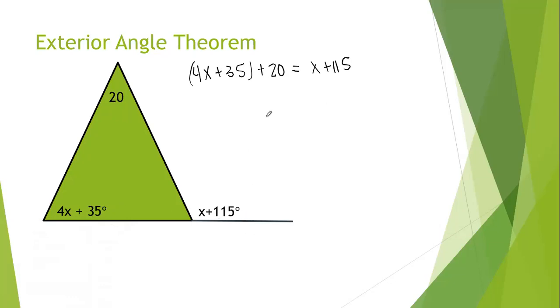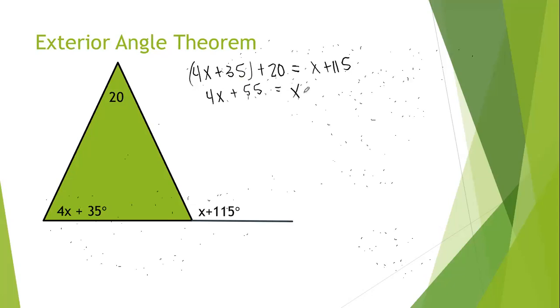So I'm going to have to do some solving. Before we start solving, let's see if there are any like terms on this side. 35 and 20 would make what? 55. Am I going too fast? Okay. So 4x plus 55 equals x plus 115.